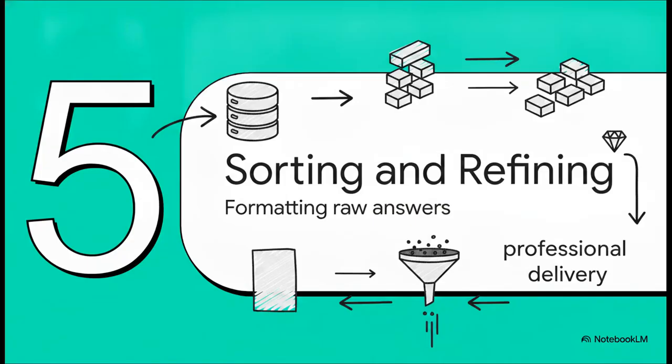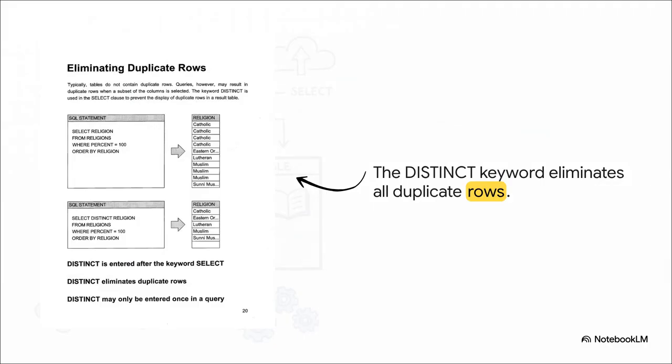Okay, we've extracted our perfect data set, but we're not quite done yet. Let's hit part 5, sorting and refining results, so we can format these raw answers into something polished and readable. First things first, nobody likes repetitive, cluttered data. If you're pulling a list of categories, like religions across different countries, you're going to see the same ones repeated over and over. But if you just drop the keyword distinct right after select, the database instantly cleans house. It eliminates every single duplicate row, leaving you with a pristine, unique list of categories.